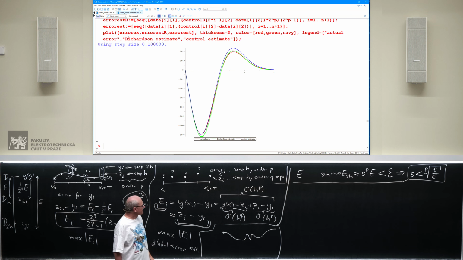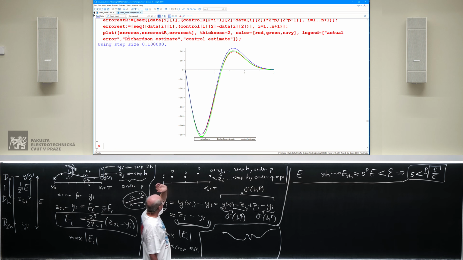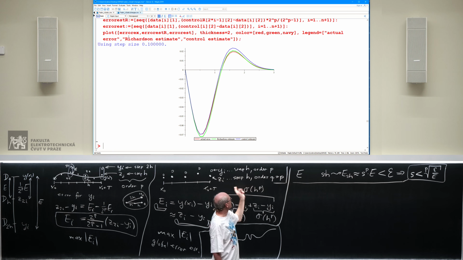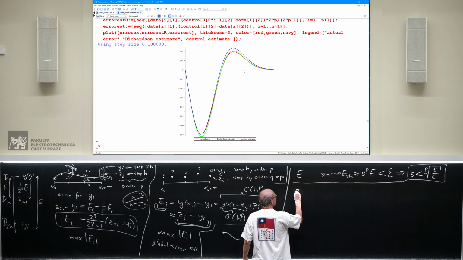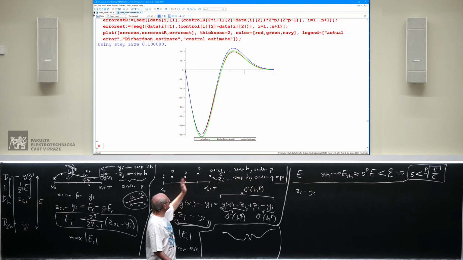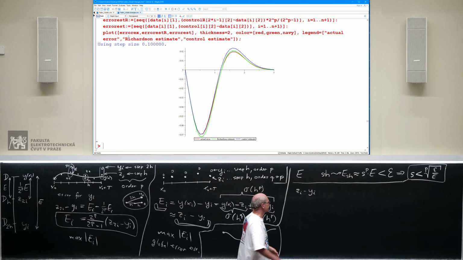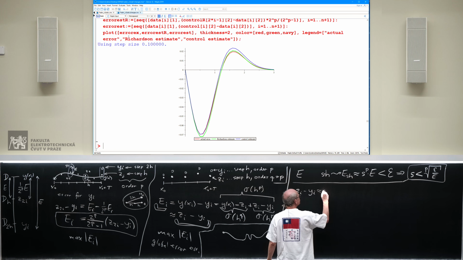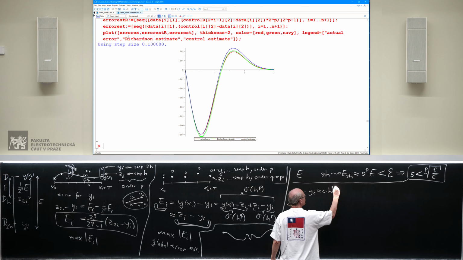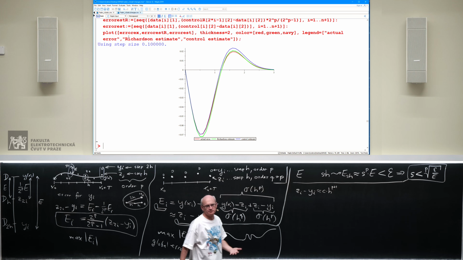How does it work? Well, you are sitting at some place, you make one step, and typically we use this approach, this control method approach. So we make one step with method of order P, one step with method of order Q, and we look at Zi minus Yi. Now the problem is that this is just one step. So this is actually a local error rather than global error. So we can expect this to be C times H to the power P plus 1 rather than just P.